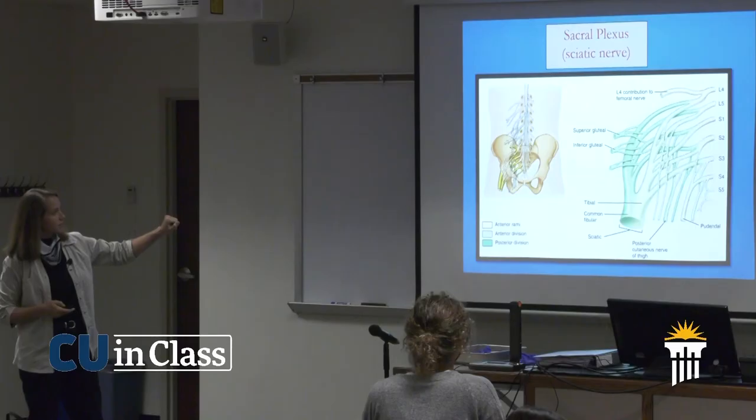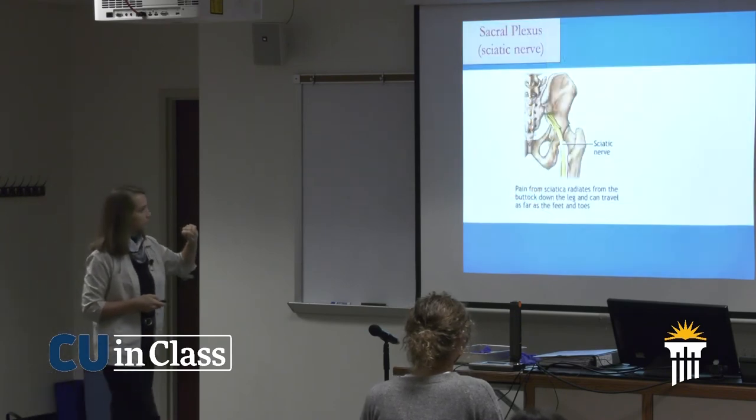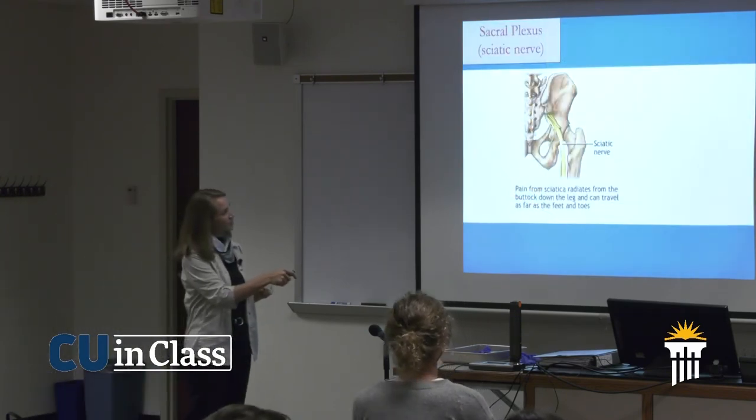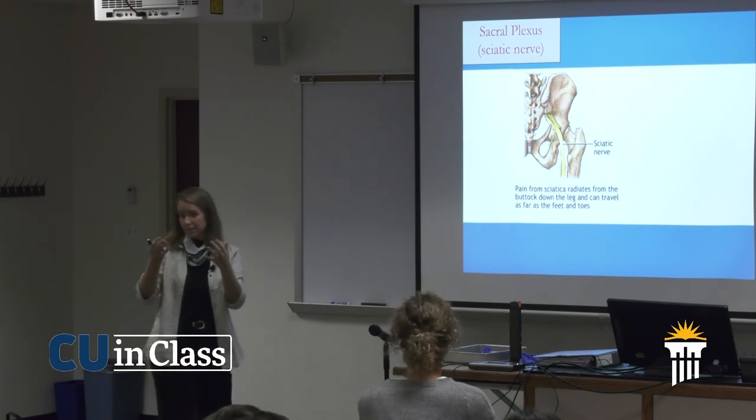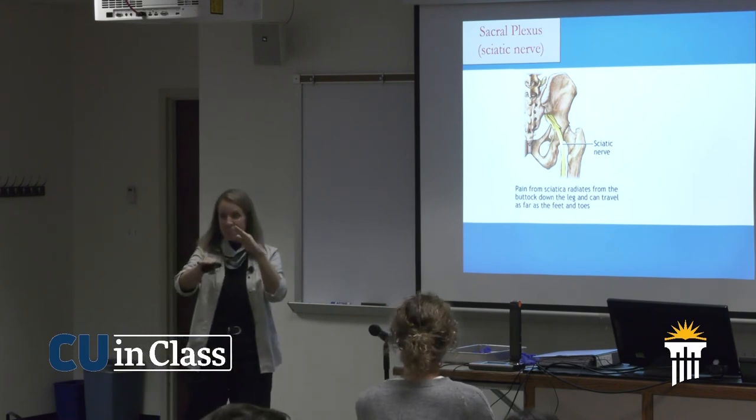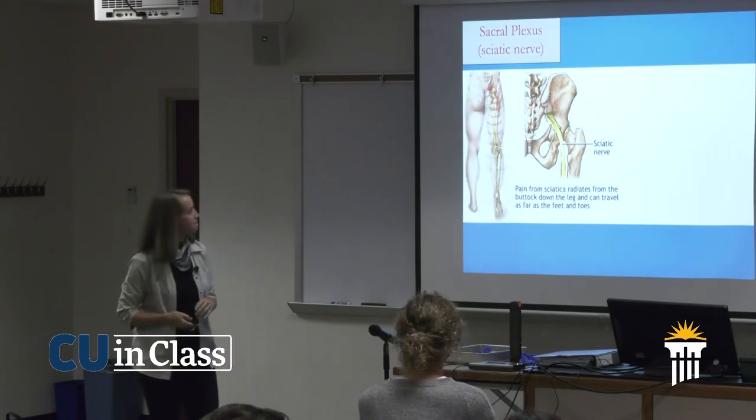Sacral plexus, this is that sciatic nerve that we've talked a bit about. What's the muscle coming across here that the sciatic nerve typically, 90% of the time, passes under? Piriformis, yeah, nice job. And then irritation of that can get that classic sciatica or sciatic pain.